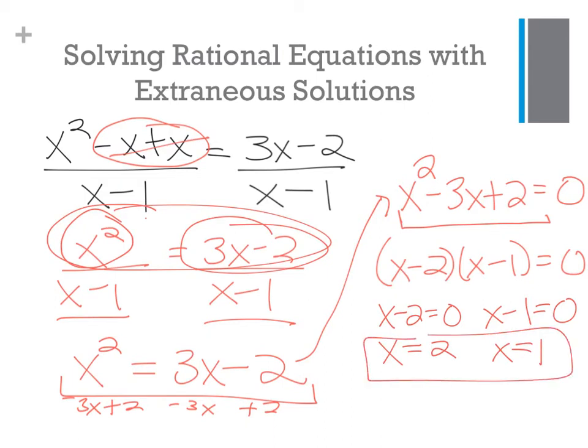Now, the instructions indicate that we might have extraneous solutions. So what we need to do is take these two solutions, x equals 2 and x equals 1, and plug them back into the original equation to see if one or both of them are extraneous.